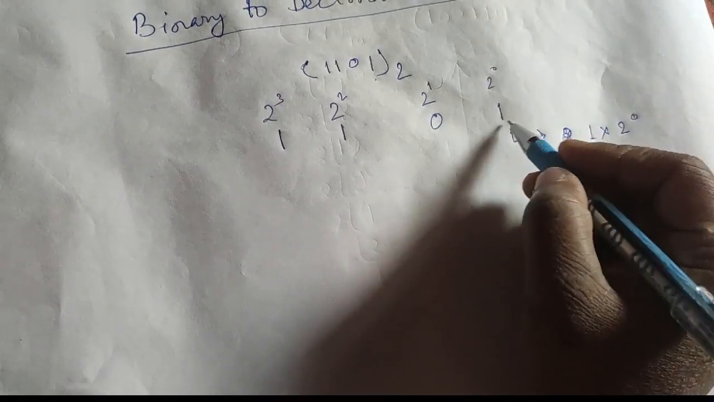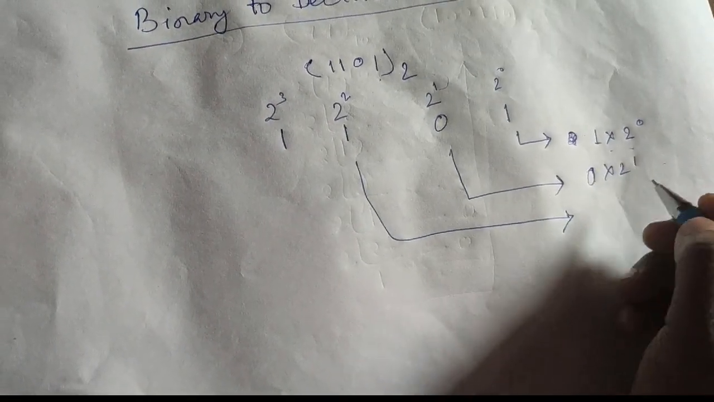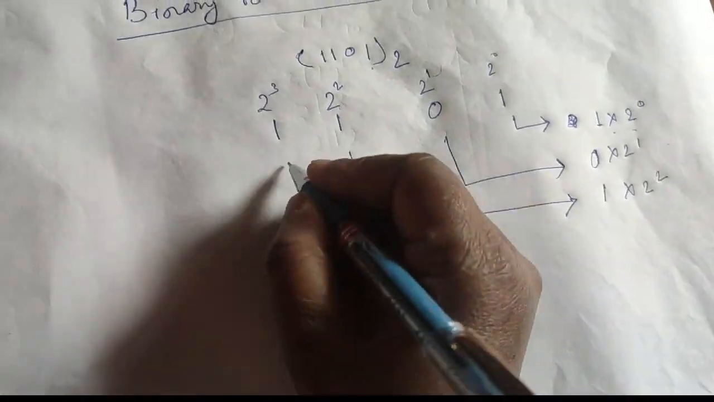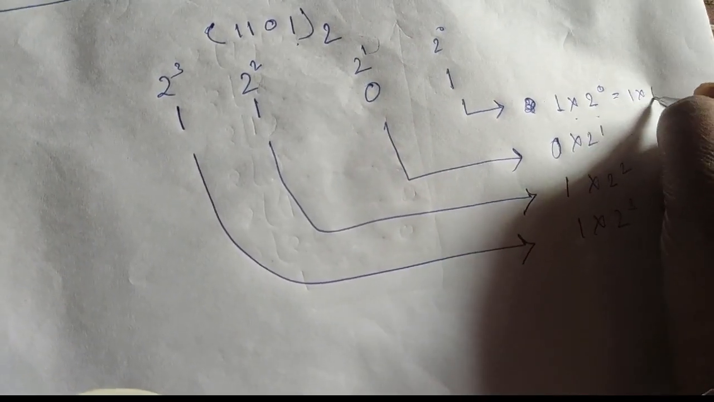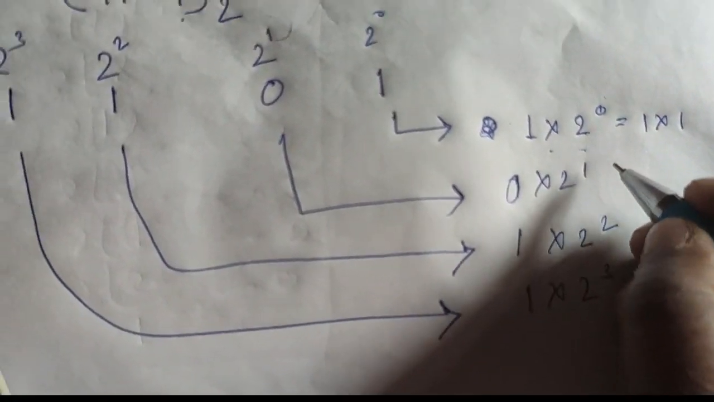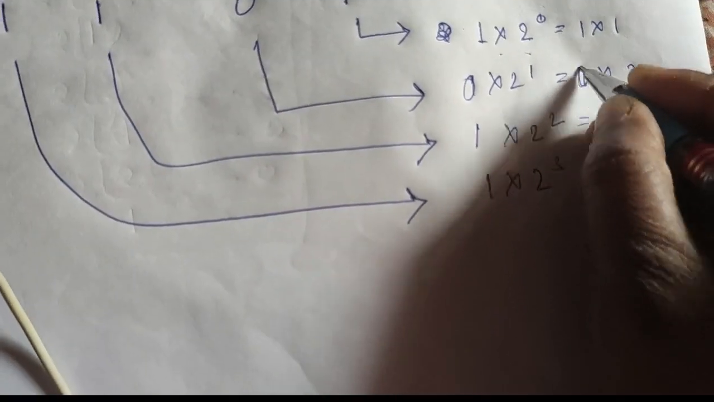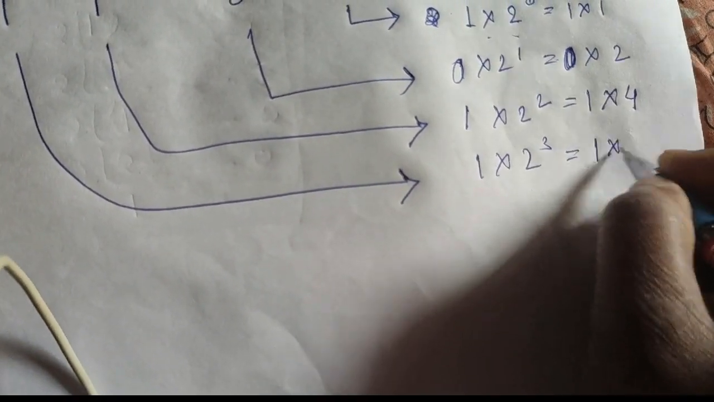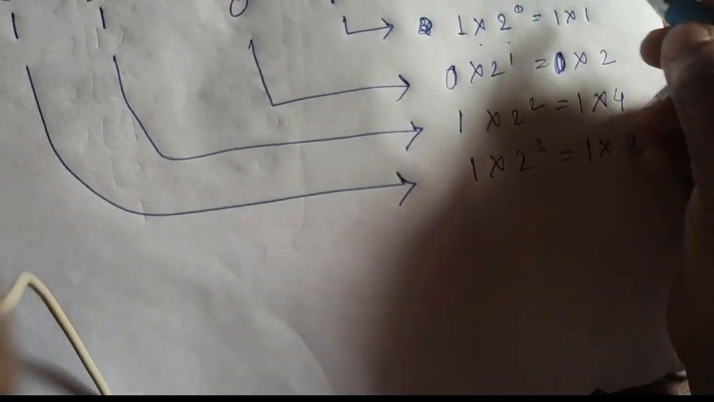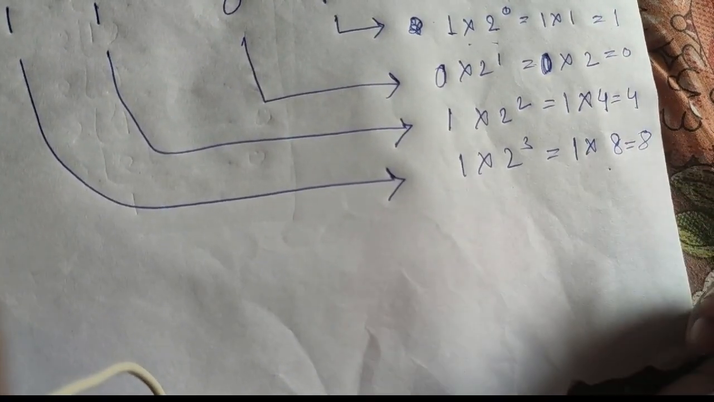Now see, this is 1 into 2 to the power 0. Next is 1 into 2 to the power 1. Then next is 0 into 2 to the power 2. Then next is 1 into 2 to the power 3. So what are the values? 1 into 2 to the power 0 is 1. Then 1 into 2 to the power 1 is 2. Then 0 into 2 to the power 2 is 0. Then 1 into 2 to the power 2 is 4. 2 to the power 3 is how much? 8. So we are getting these numbers 1, 2, 0, 4 and 8.